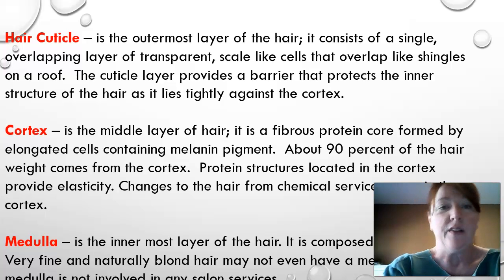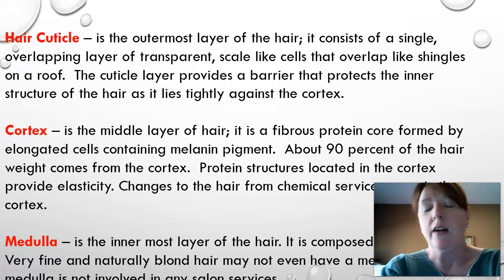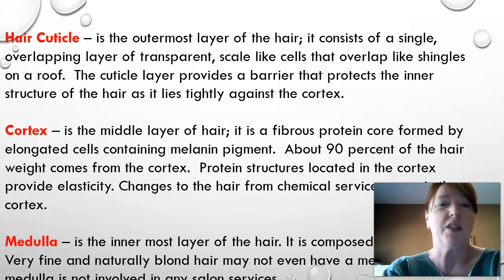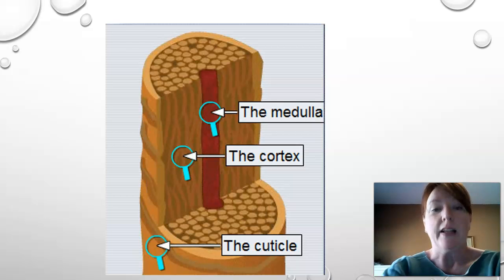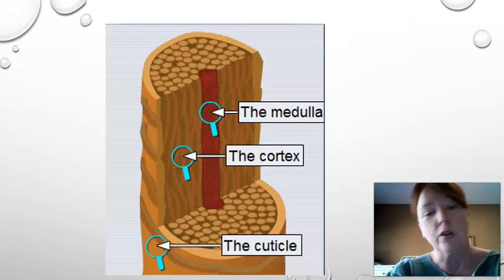Most very, very fine hair does not have a medulla, but it makes no difference because it doesn't change anything when it comes to anything that you do with the hair on a chemical basis, because the medulla is not part of any of that. So again, here's another good visual of the cuticle layer being the outermost layer, the cortex layer being the fibrous protein middle layer, and then the medulla, the innermost layer of the hair.